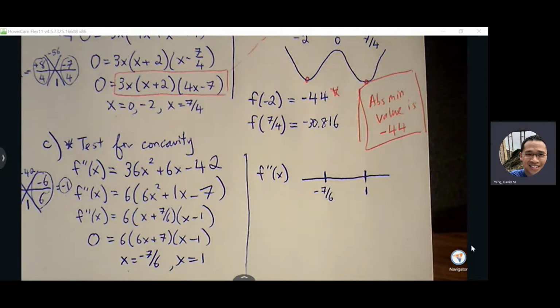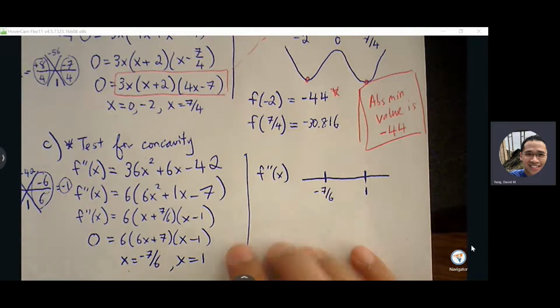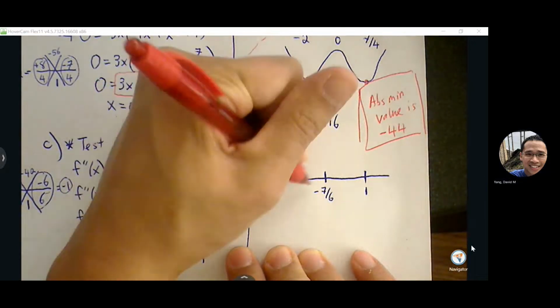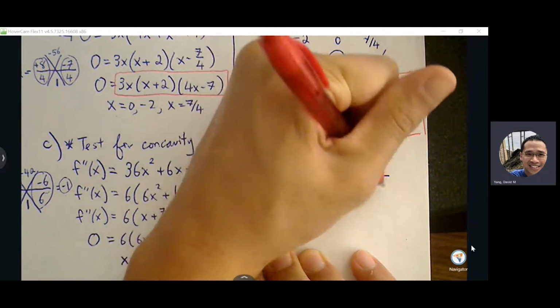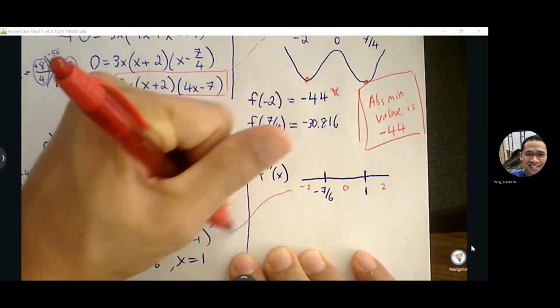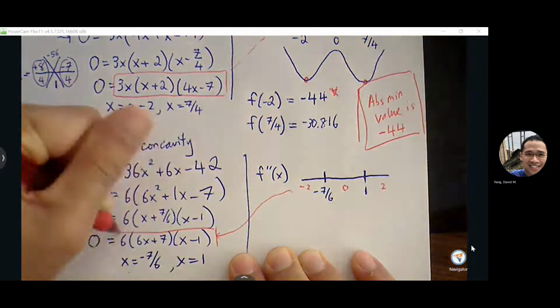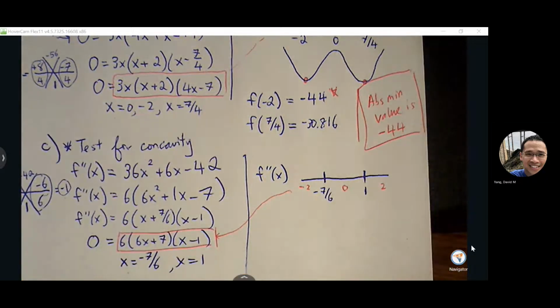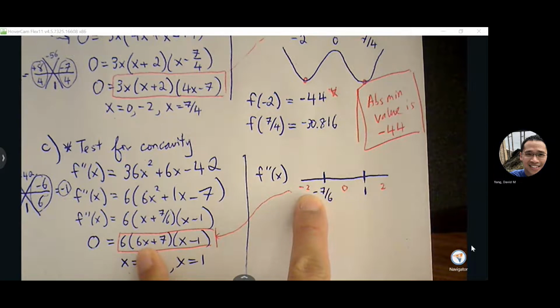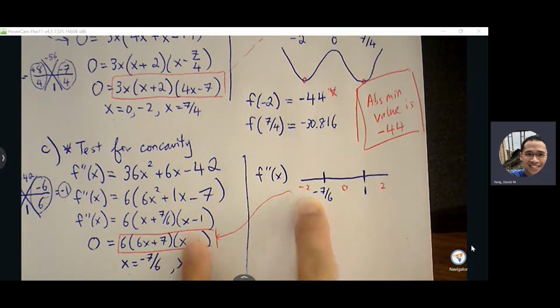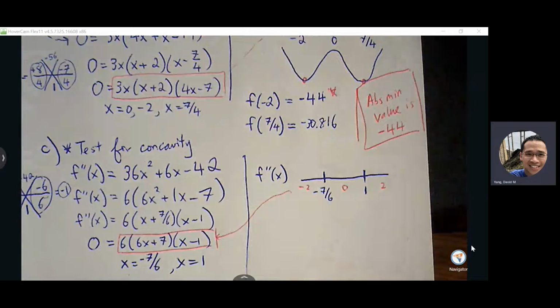So we find values in each subinterval to test against the second derivative function. Choose negative 2, 0, 2. Okay, negative 2 goes in for x. That's negative times negative. Two negatives give me a positive. Now we're at the second derivative function. Test.